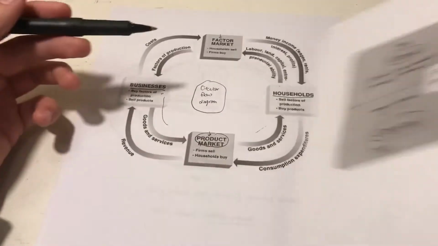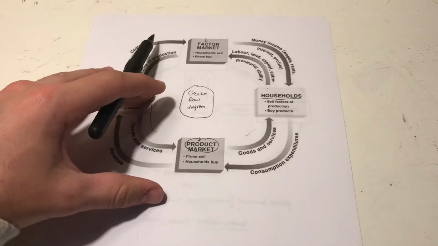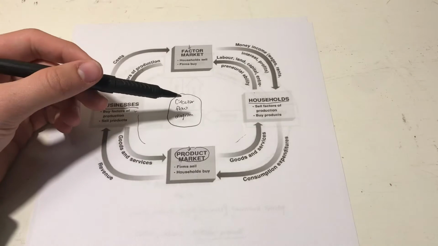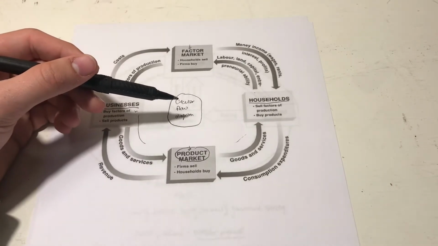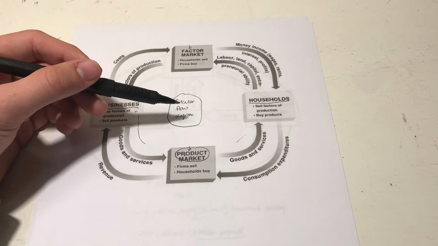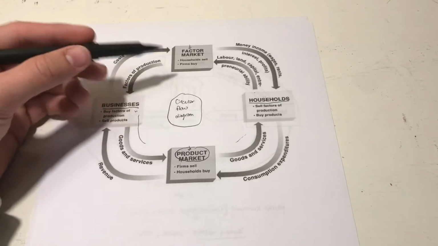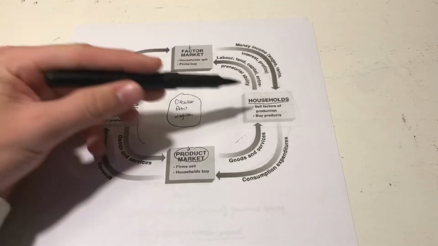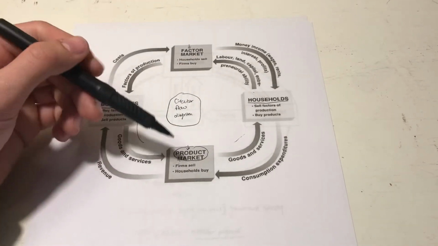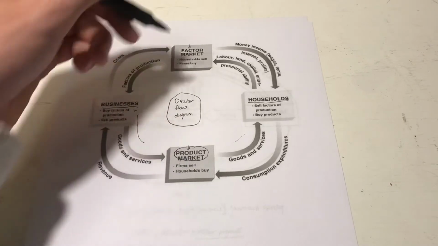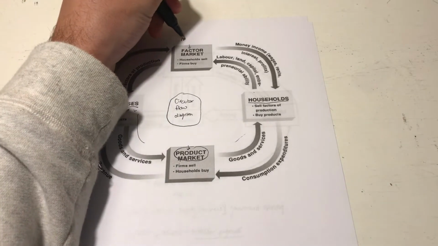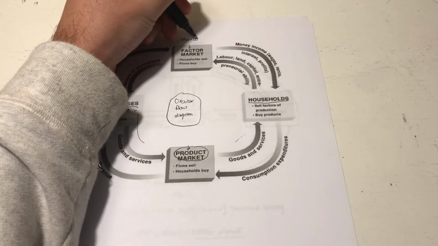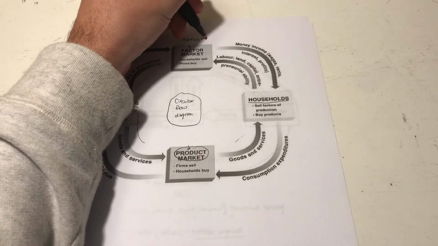So now let's get to the good stuff. So here's a circular flow diagram. The circular flow diagram explains how resources and products and money are circulated throughout the economy. And in this diagram, there's a household sector and a business sector. And between these, there is a product market and a factor market, often called a resources market or resource market.